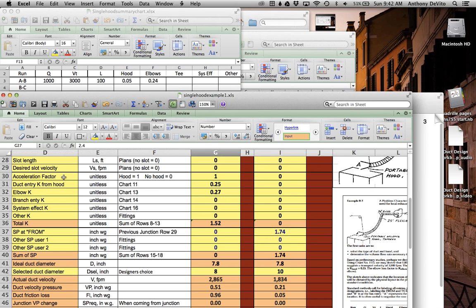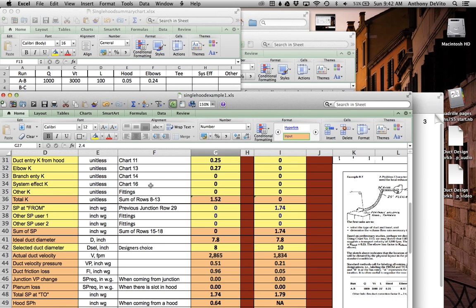Okay, so now the acceleration factor. If we have a hood, we put 1 for the acceleration factor. If we have no hood, we put a 0 in there. And the formulas below will adjust to accommodate the situation where we're starting from 0 static pressure at a hood, or if we're coming from a junction where there's no hood involved.